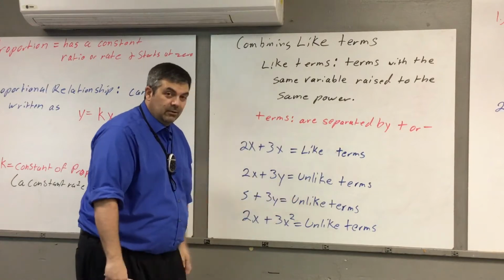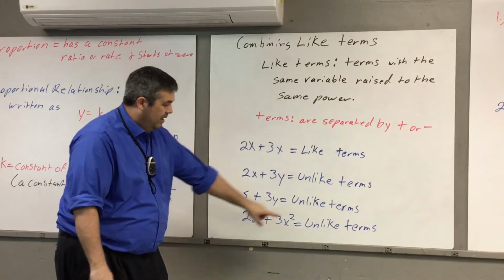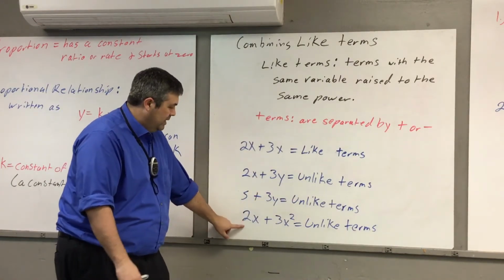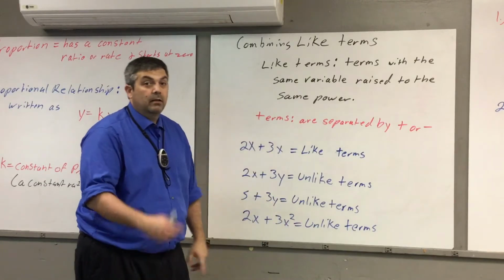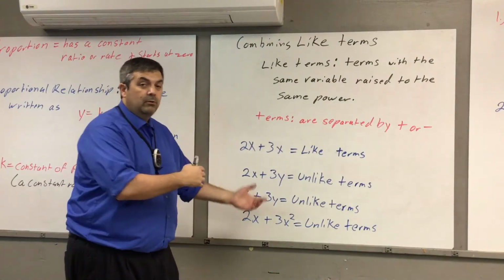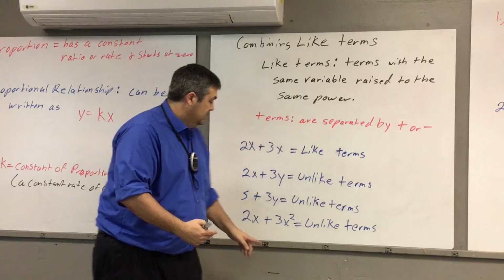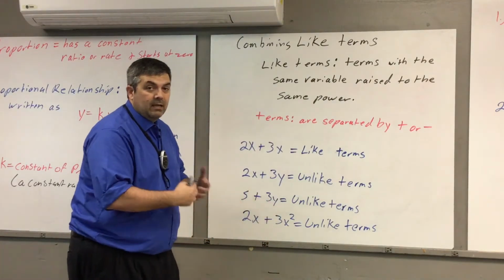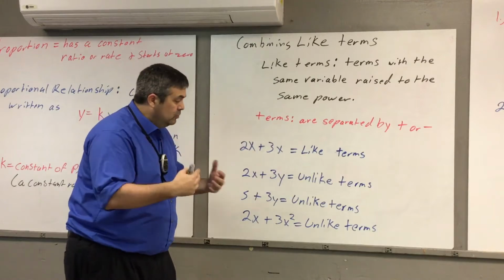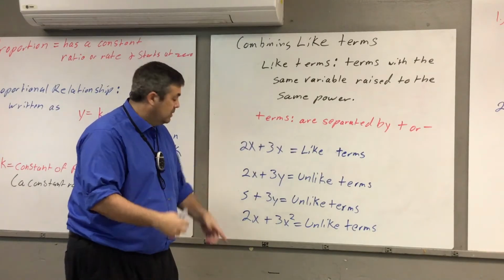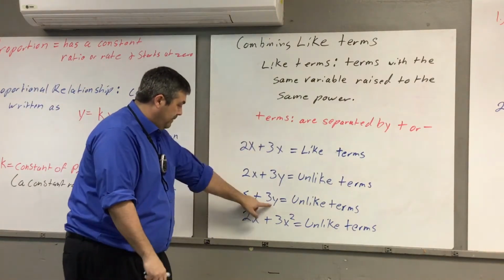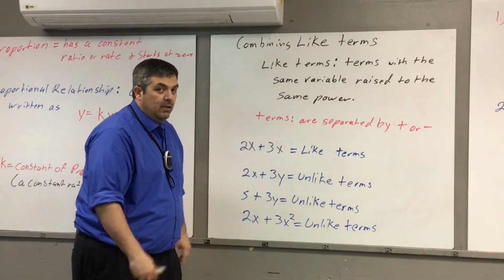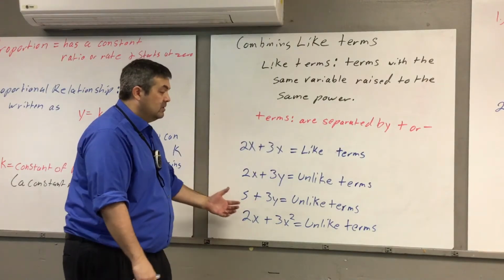Those are unlike terms. And then down here, unlike terms, 2x plus 3x squared. Now the variable's the same, but they're not raised to the same power. This is raised to the first, this is raised to the second. So I can't combine those things. Okay? Super important because a lot of people try to combine these, and you can't do it because they aren't like terms.